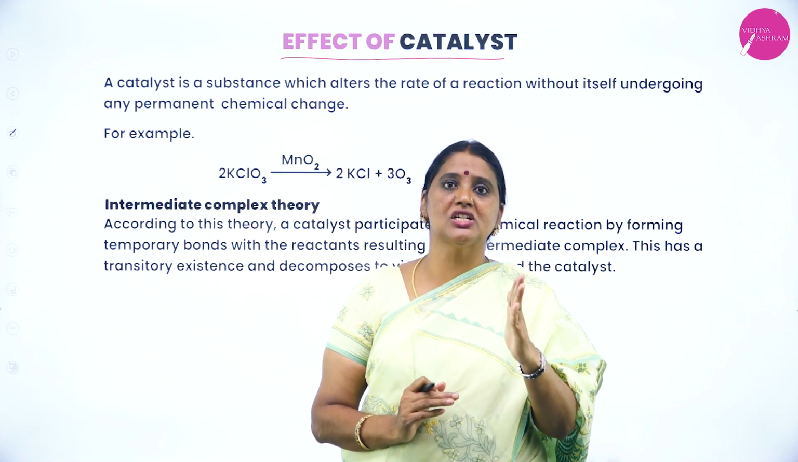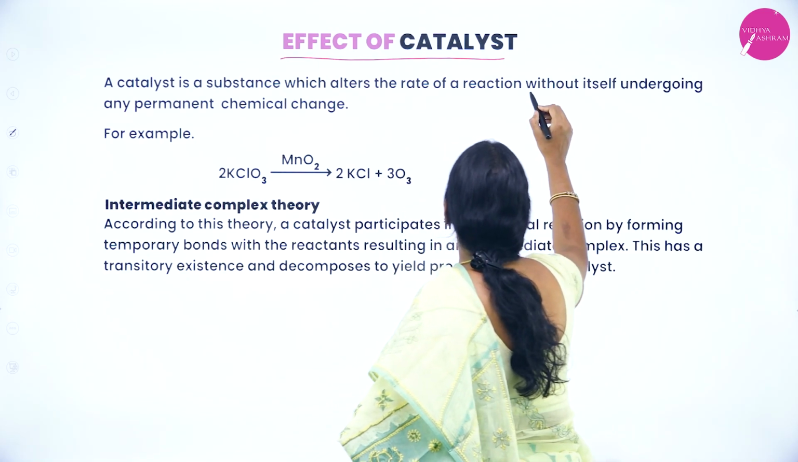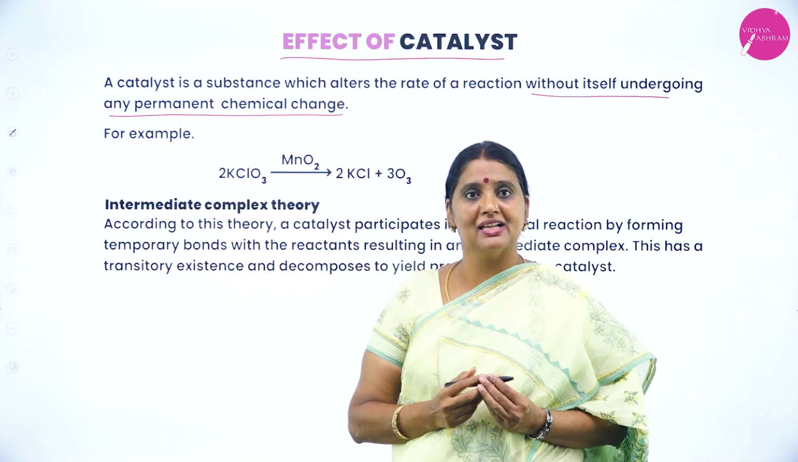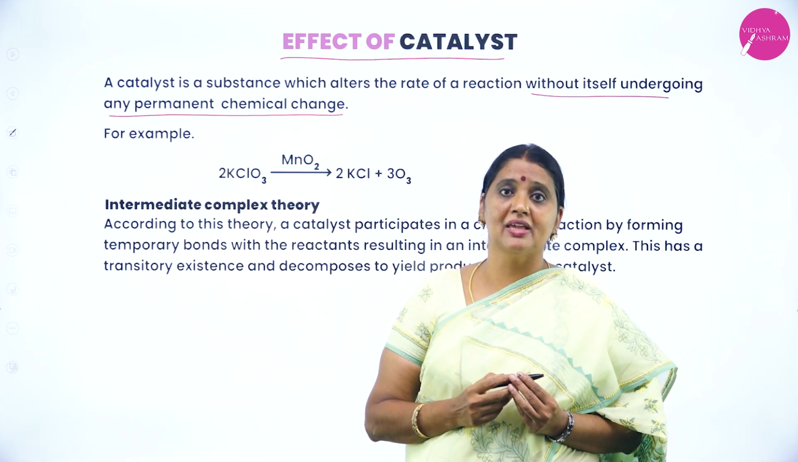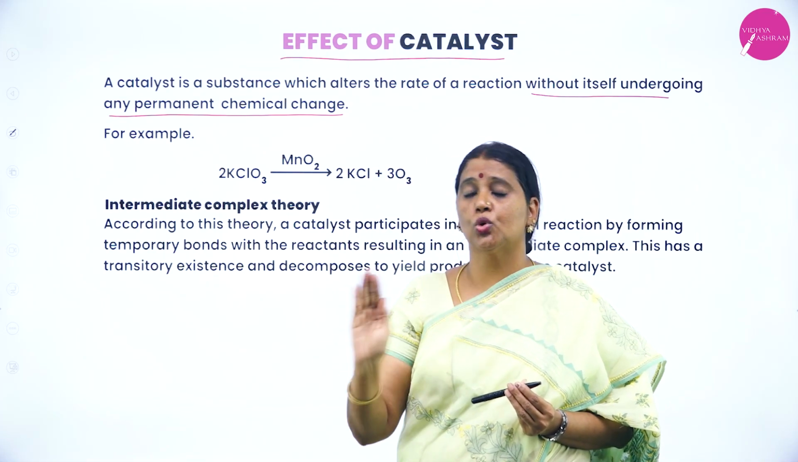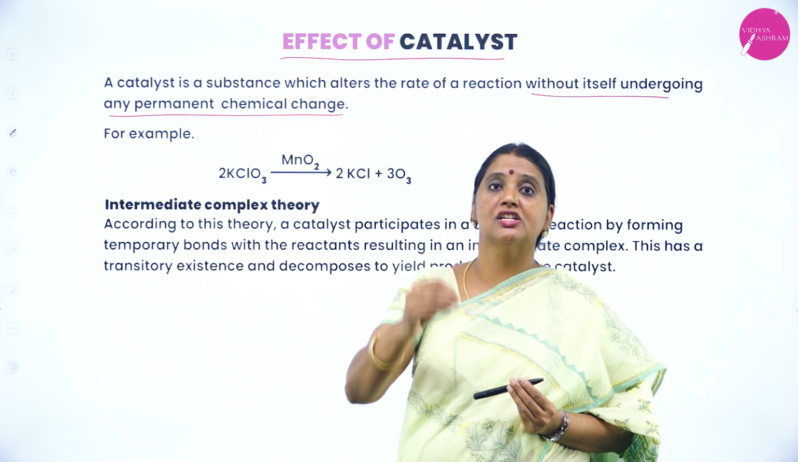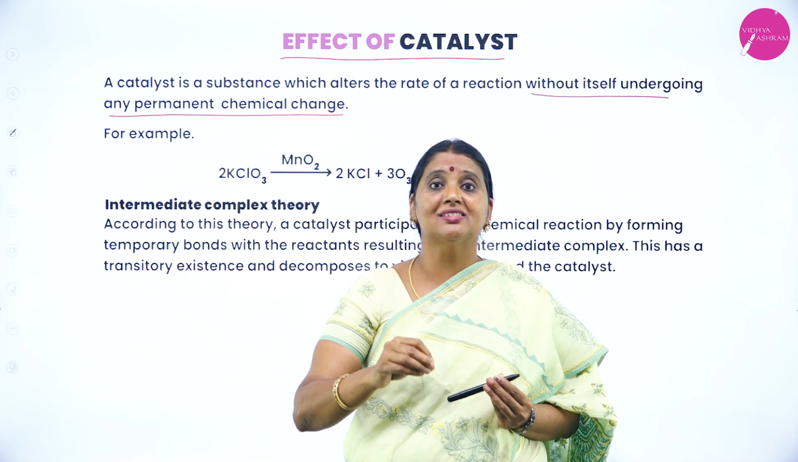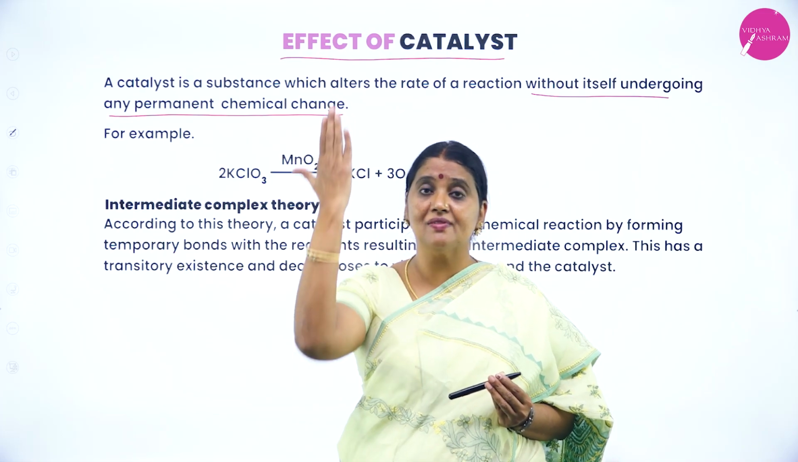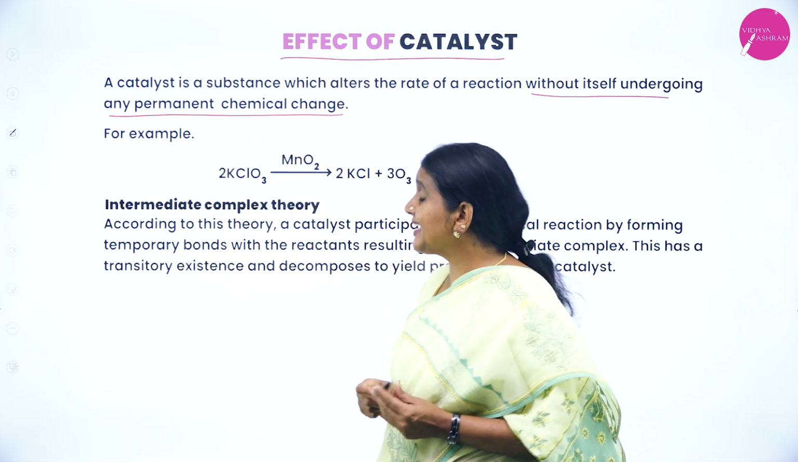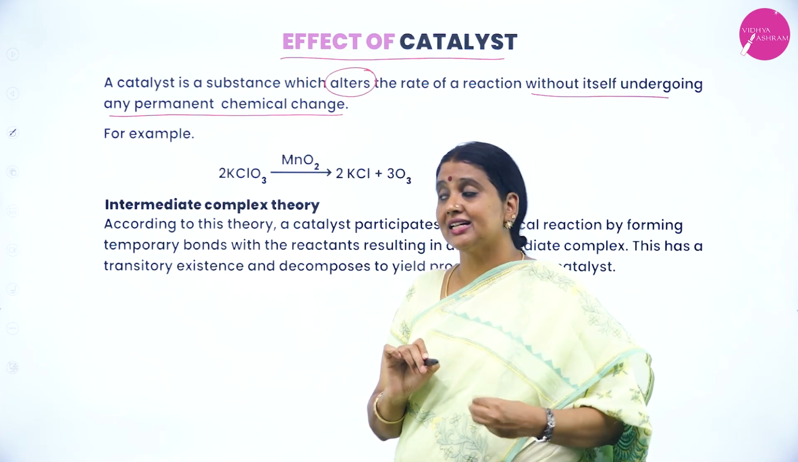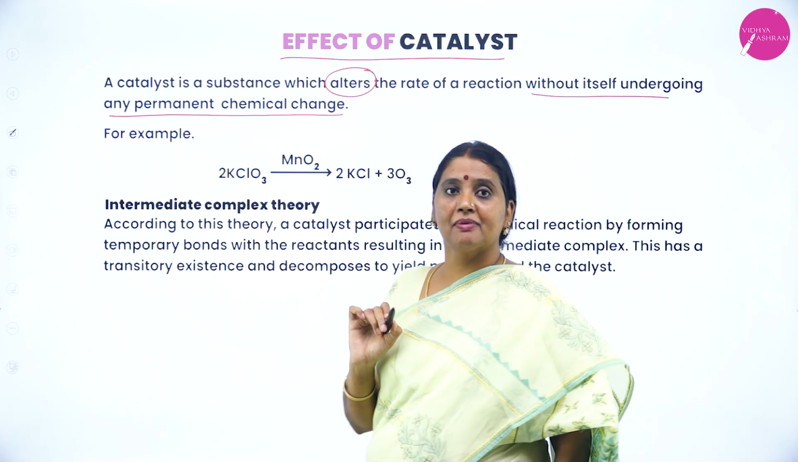But the catalyst alters the velocity of the reaction without itself undergoing any permanent chemical change. It may undergo some physical change, maybe crystalline. If it is in the form of crystalline, it may convert into amorphous, but it does not undergo any chemical change. Therefore, my dear students, don't think that catalysts are used only to increase the velocity of the reaction. Catalysts are required to increase as well as decrease the velocity. Therefore, in the catalyst definition, I use the term alters. Alter means which increases or decreases without itself undergoing any chemical change.